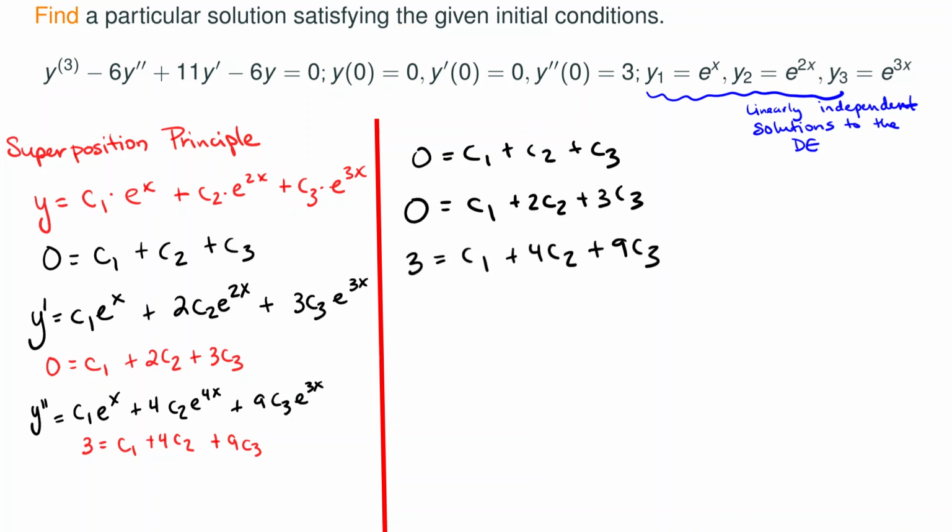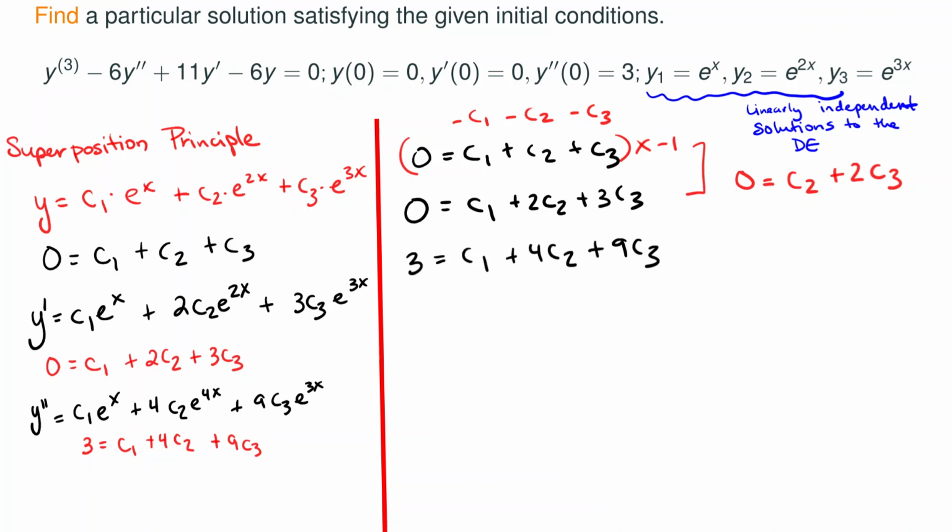So first off, I think it might be really easy to eliminate the C1s because they're all the same term, unlike the C2s, which change coefficients, and the C3s. So let's take this times -1, and then we'll add that to the second one. So that gives us our -C1 minus C2 minus C3 all added to the second equation, which will result in 0 equals C2 plus 2C3.